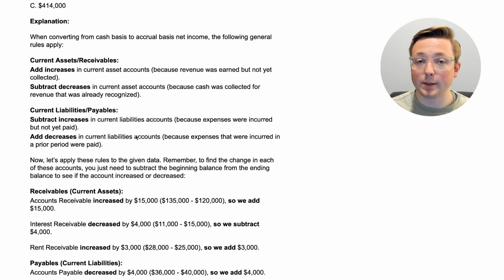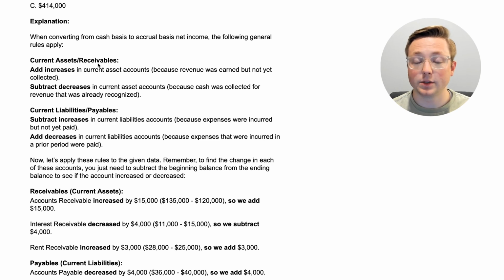So if you know how to do the statement of cash flows, basically just reverse what you do on the statement of cash flows and you will know how to go from cash to accrual, because on the statement of cash flows, you're typically going from accrual to cash. But now we're going from cash to accrual. So again, just keep this in mind. This is probably the most important thing you need to know or remember from this whole video.